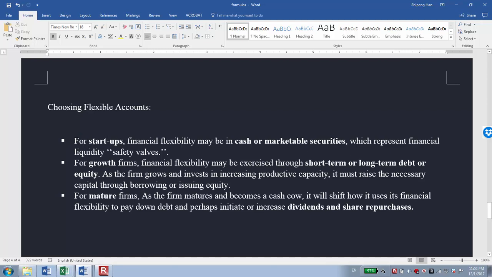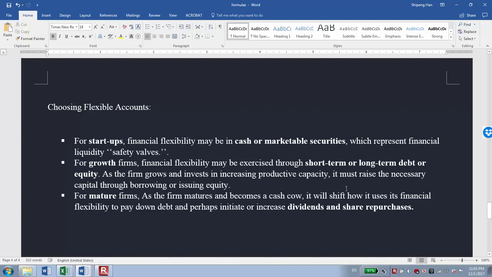For example, for startup companies, cash and marketable securities are more flexible than other accounts, because startup companies rely on capital from financing activities, and they need lots of cash and liquid assets for their investments and operations, right? For growth companies, we can use short-term and long-term debt or equity as flexible accounts.